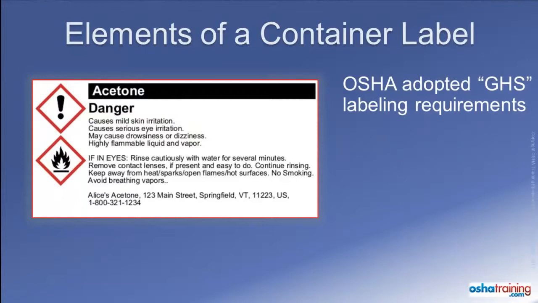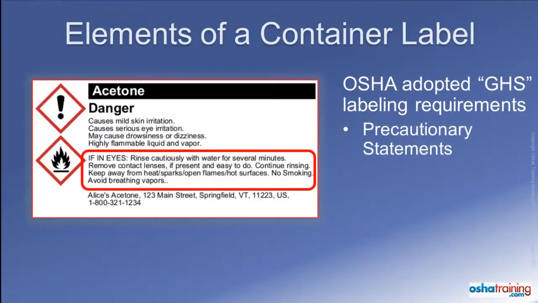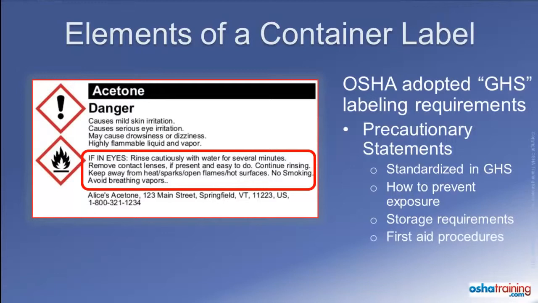The next section of the container label shows what are known as precautionary statements. These too are standardized in the GHS labeling system and in general convey information about how to prevent or lessen exposure to the chemical, as well as considerations for storage of the product, first aid procedures to be used when accidental overexposure occurs, and, where applicable, information on how to respond to an accidental spill or release of the product, as well as information about its proper disposal. Additional safety and health related information can be found on the product's Safety Data Sheet.